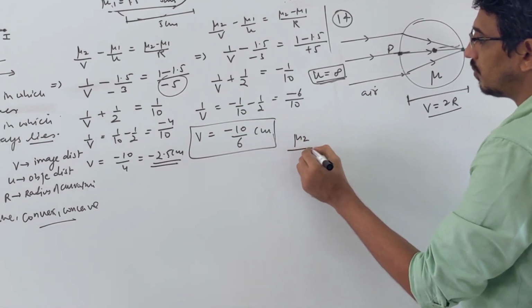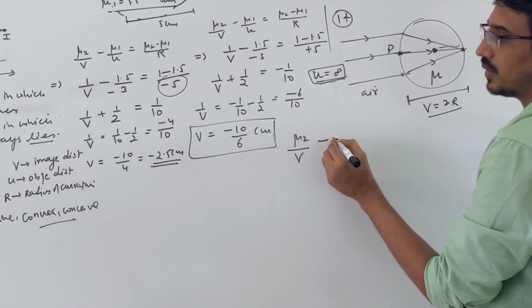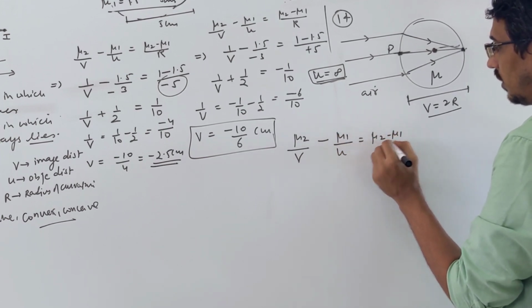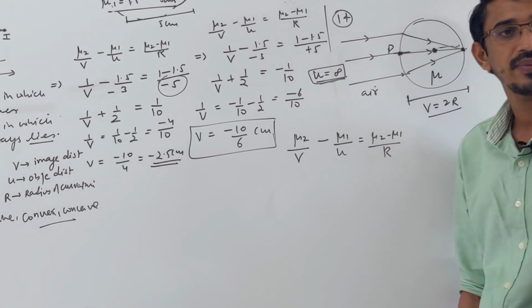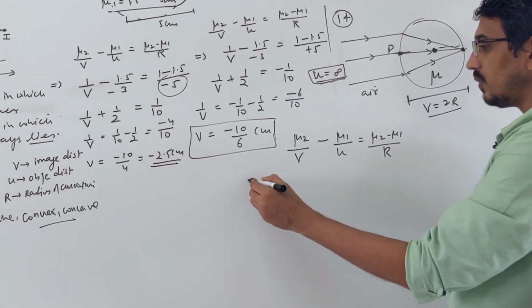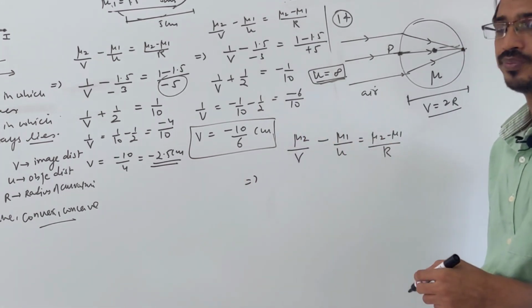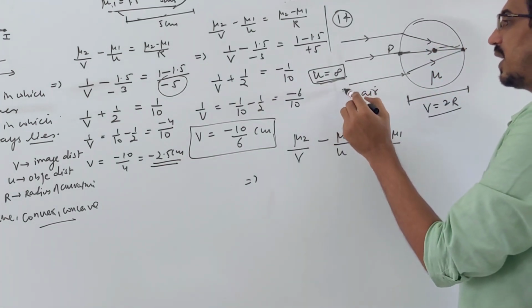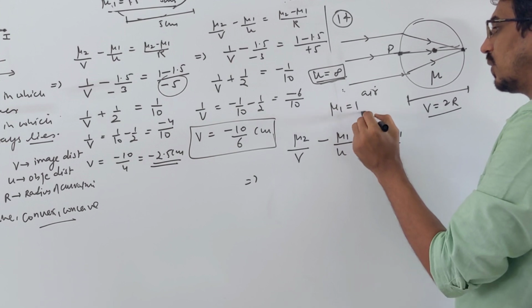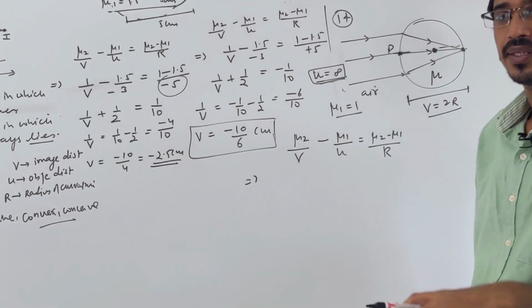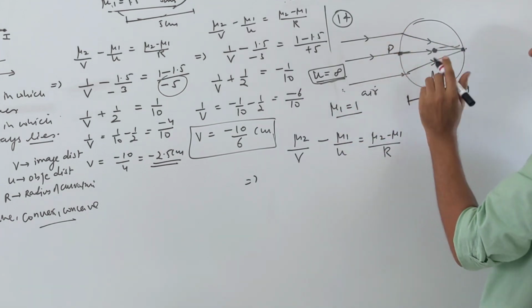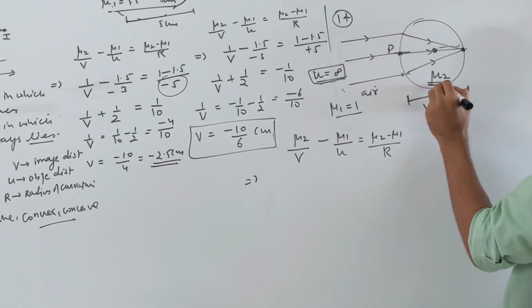You say mu2 upon v minus mu1 upon u is equal to mu2 minus mu1 upon the radius of curvature. Okay, let's define again what mu1 and mu2 are. Mu1 is the medium in which incident rays are there. So the incident rays are in air, that is mu1, which is equal to 1. Correct? The refractive index of air is 1. Mu2 is where the refracted rays are. So the refracted rays are here, that's your mu2, which we have to find.